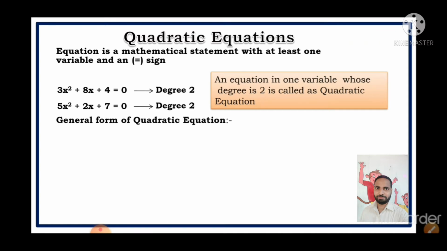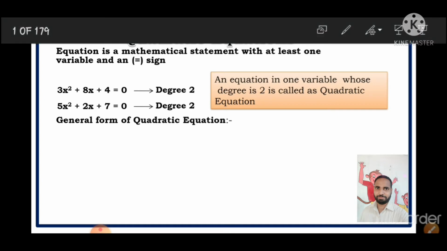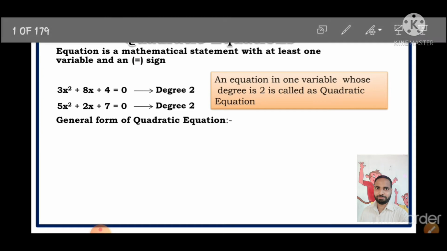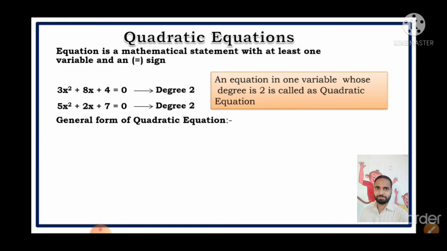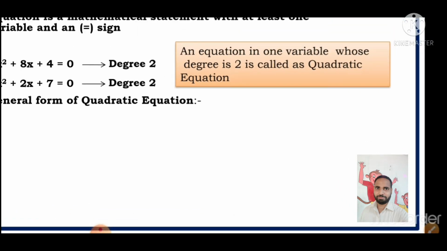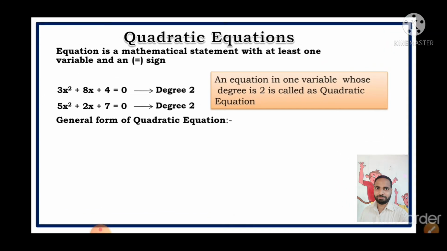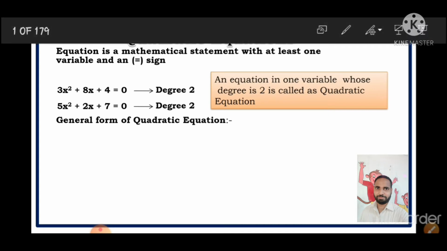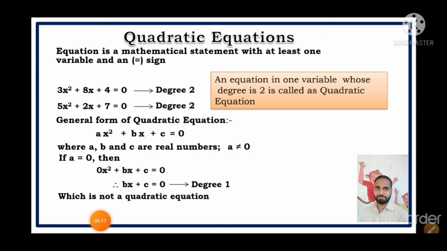So now let us understand the general form of quadratic equation. Remember general form of linear equation in two variable? Same way there is also a general form of quadratic equation. Yes, this is the general form of quadratic equation, ax square plus bx plus c equal to 0, where a, b and c are real numbers and a is not equal to 0.